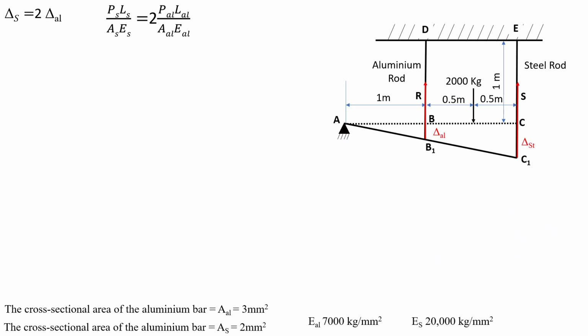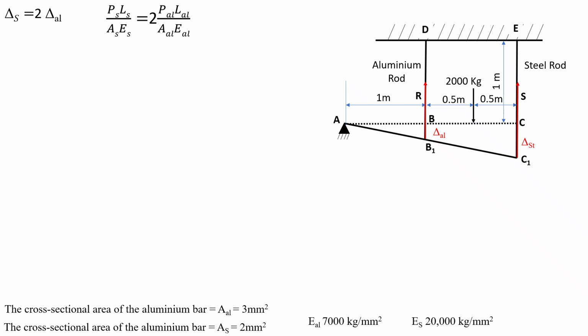We know one formula, delta equal to PL by AE. So delta S first we have to see. P is the applied force on the steel rod, let us consider PS. LS is the length of the steel rod, divided by AS. AS is the cross sectional area of the steel rod. ES is the Young's modulus of the steel rod.